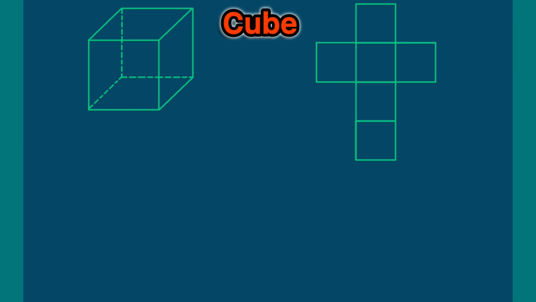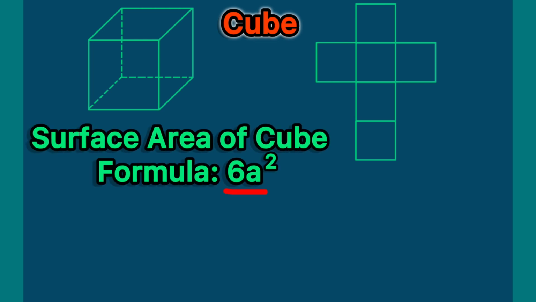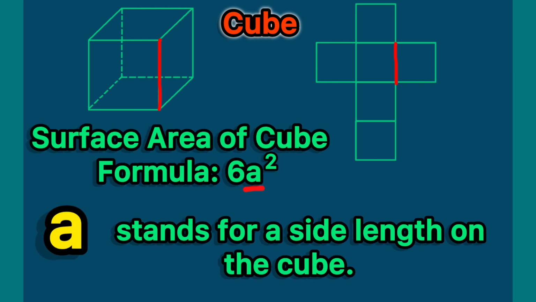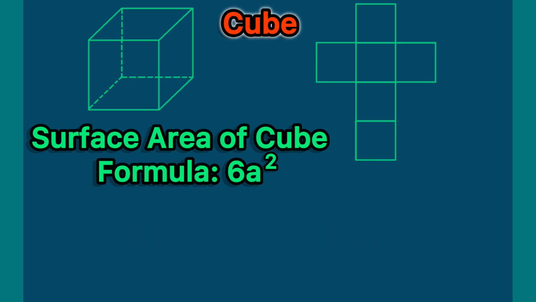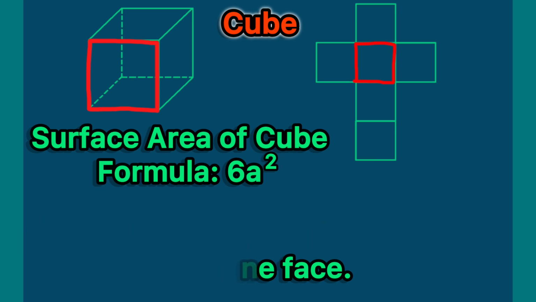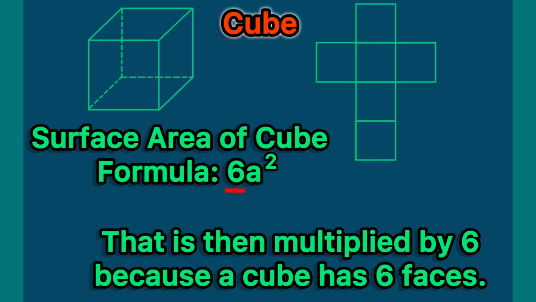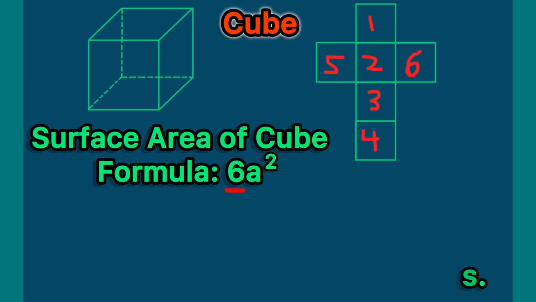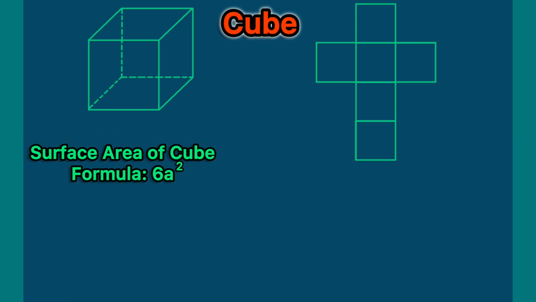The formula for finding the surface area of a cube is 6a squared. A stands for a side length on a face of the cube, and a is squared to find the area of one face. That is then multiplied by 6 because a cube has 6 faces. This results in the cube's surface area.